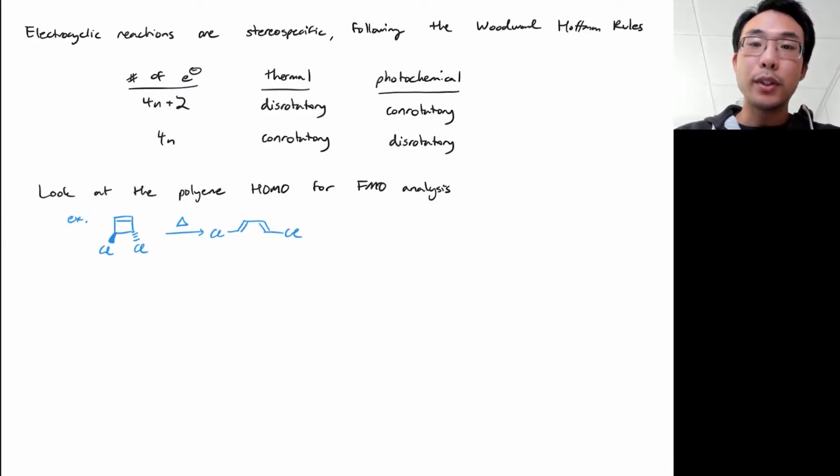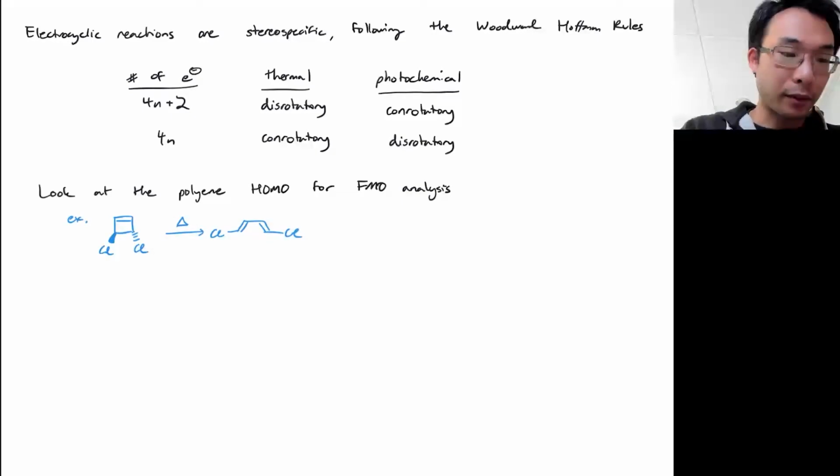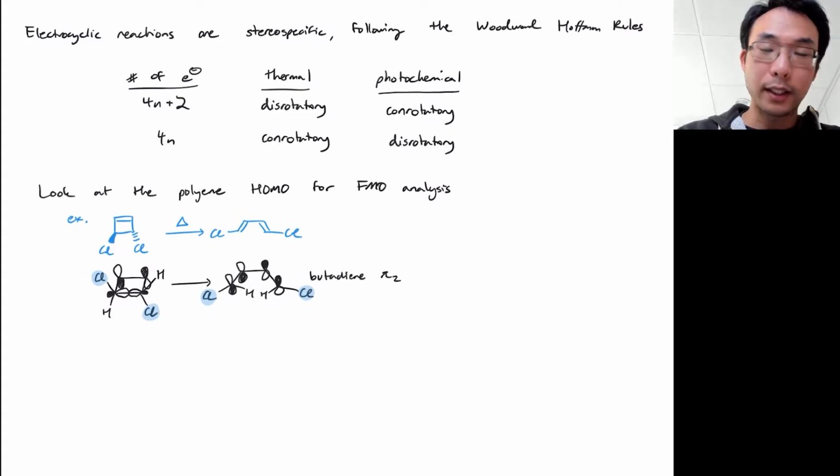The way that we'll do this is to take the opened form of the molecule, so the one with more pi bonds in it, and to look at the HOMO of that pi system. So in this case, this is essentially a butadiene, 4 atoms, 2 pi bonds. And if we're looking at the HOMO under thermal conditions, we should be looking at the pi 2 molecular orbital. So I have that all drawn out here for you.